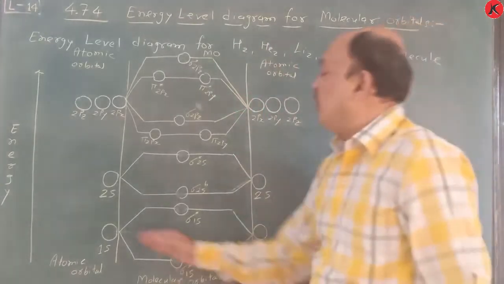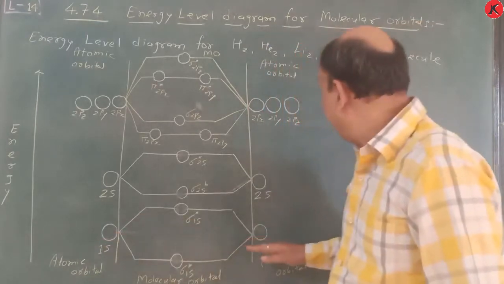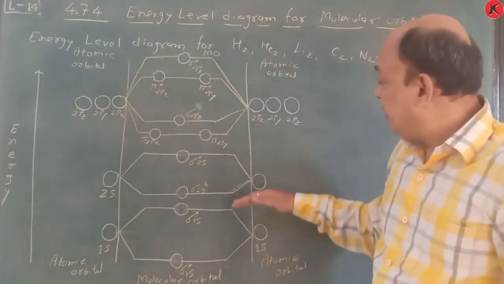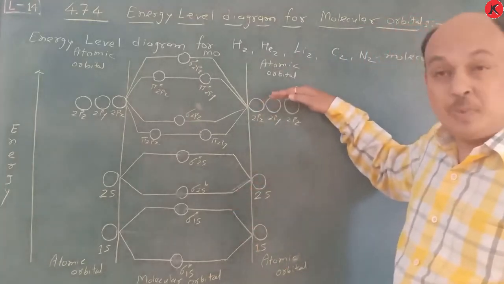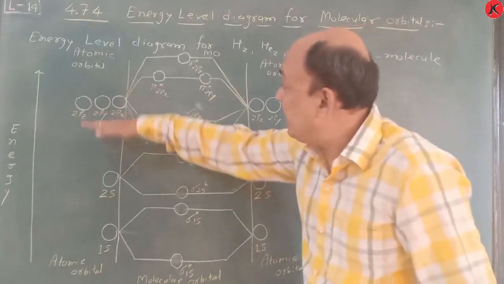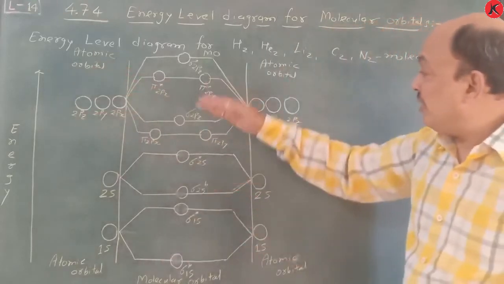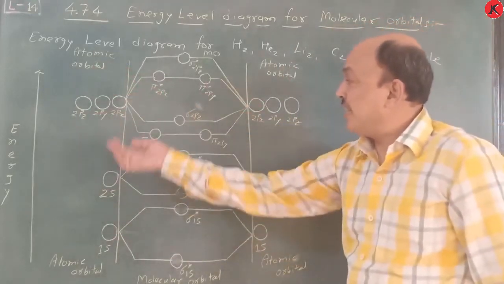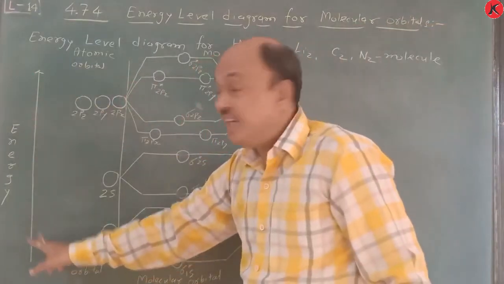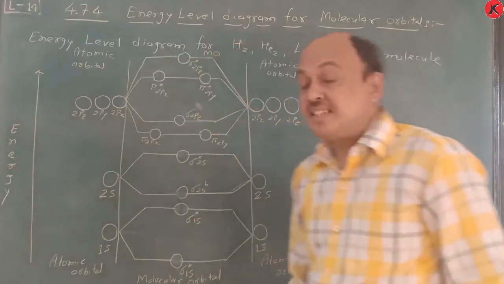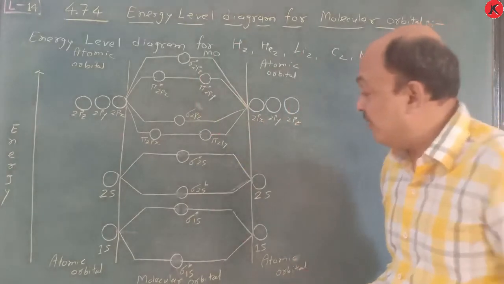Remember that the 1s orbital of these two atoms has lower energy, then the 2s orbital has higher energy, then the 2px, 2py, 2pz orbitals, according to the sequence. As orbitals go higher up, energy increases. So write this as increasing energy.